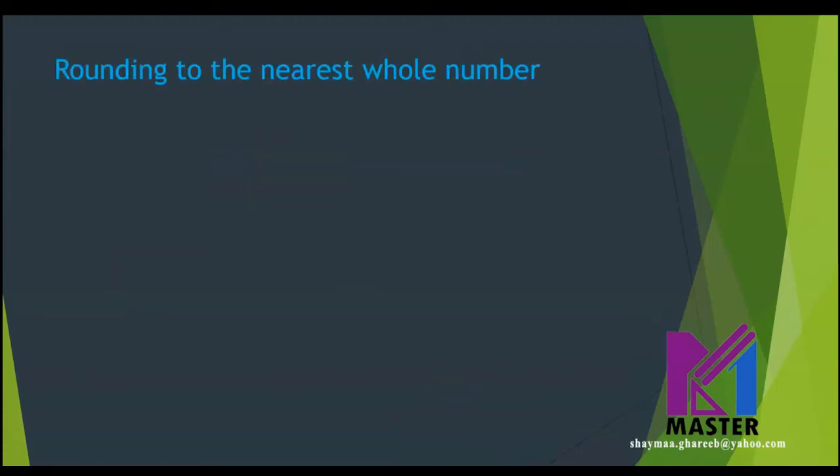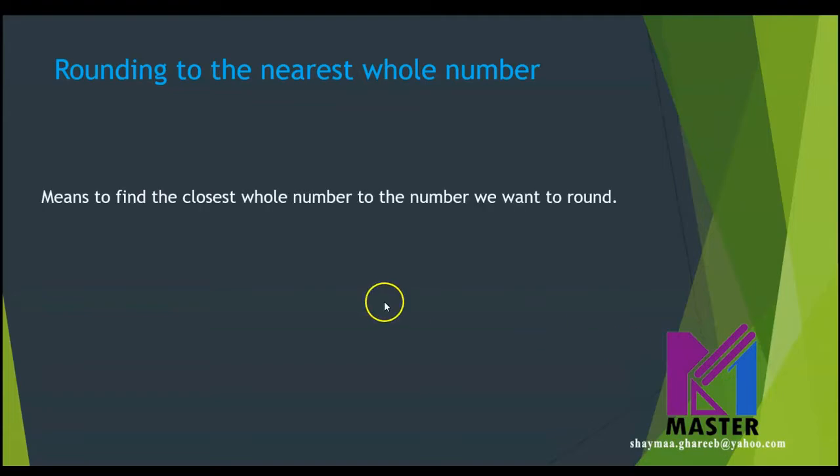Rounding to the nearest whole number means to find the closest whole number to the number we want to round. We can say also that we round to the nearest unit. And when we round a number to the nearest whole number, it means your answer must be a whole number. Could be 1 digit, 2 digits, or more. Is this clear? Let's see by example.